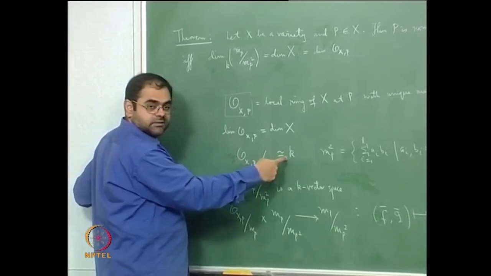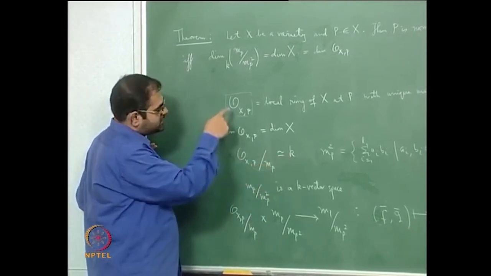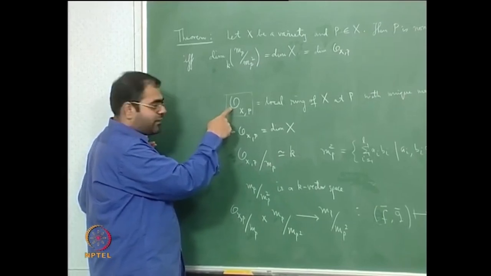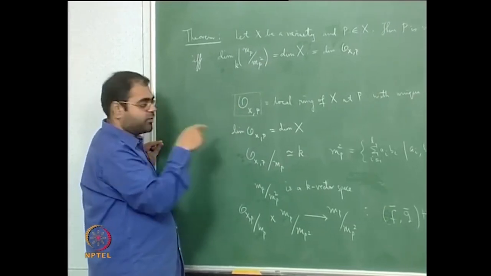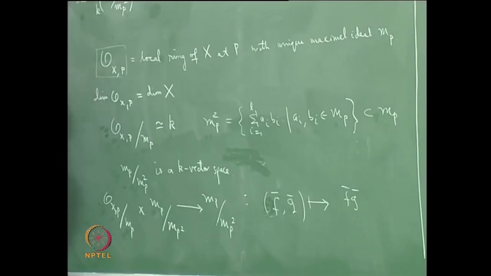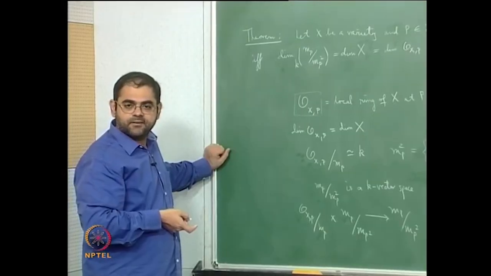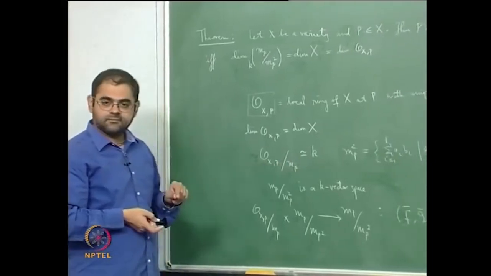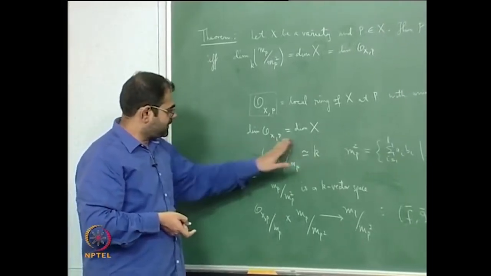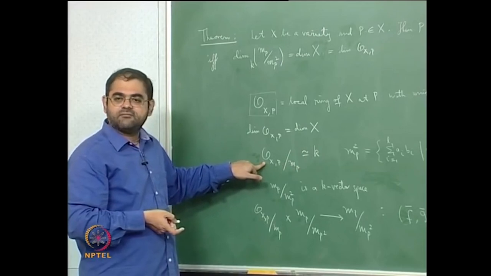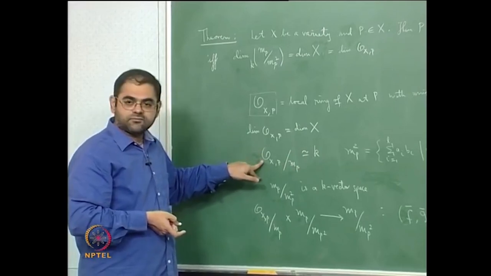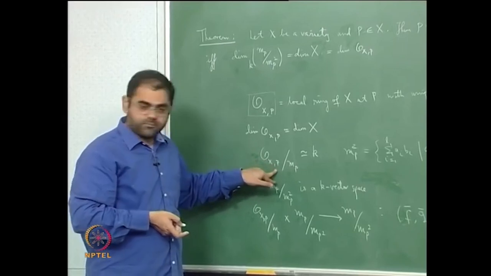How do you get this quotient isomorphic to K? Give me a germ of a regular function at that point, and you evaluate it at that point. That will give you a map from this to K. Its kernel will be exactly MP, all those germs of regular functions which vanish at the point P. So the quotient will be K. So this isomorphism arises just by evaluation of a germ of a regular function in a neighborhood of P at the point P.